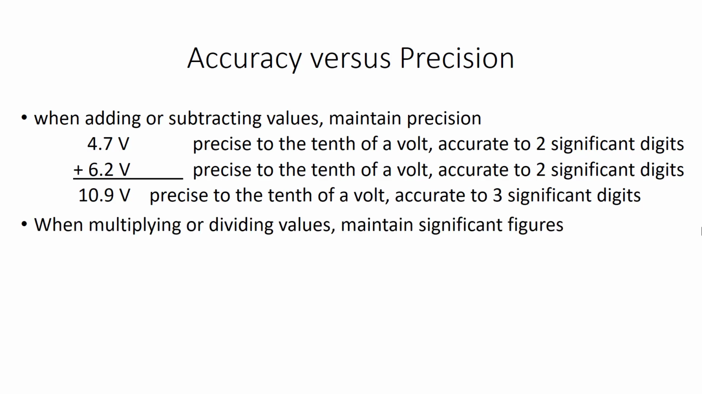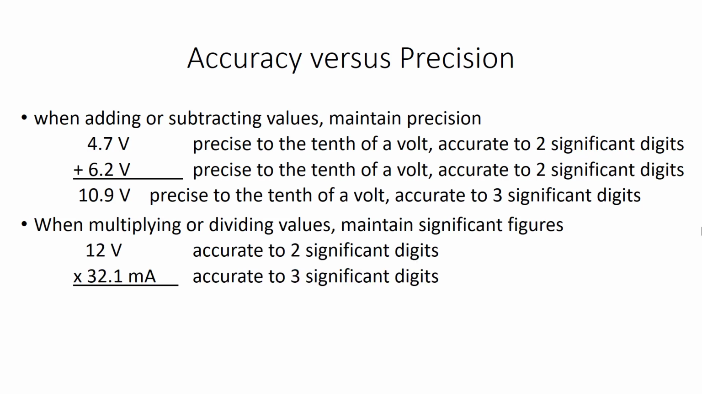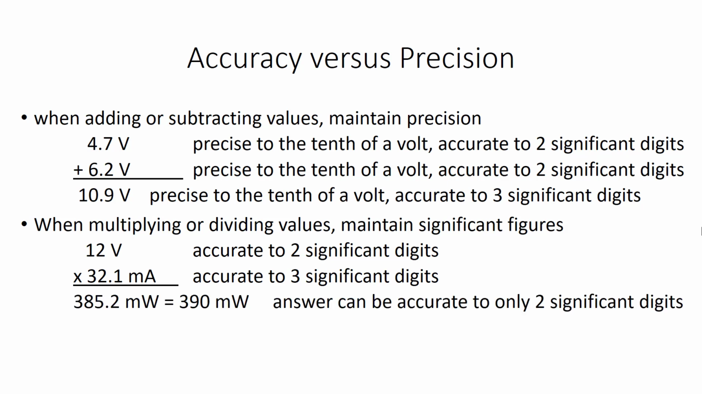But when multiplying or dividing values, you maintain significant figures. For example, 12 volts multiplied by 32.1 milliamps. 12 volts has 2 significant digits. 32.1 milliamps has 3 significant digits. So our answer cannot have more than 2 significant digits. So when we do this on a calculator, the calculator will report 385.2, and volts times milliamps would give us milliwatts. But that has too many significant digits. We need to only have 2 significant digits, so we report our answer as 390 milliwatts, because the 0 at the end is not significant.